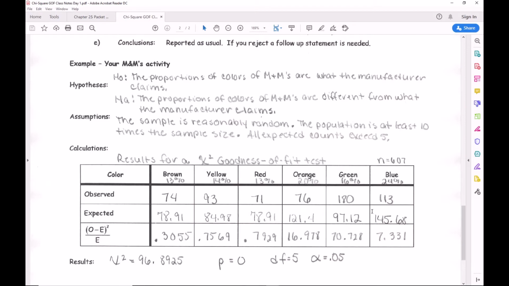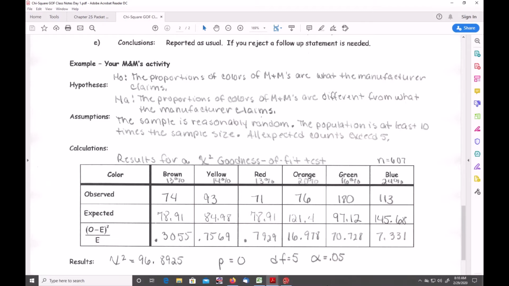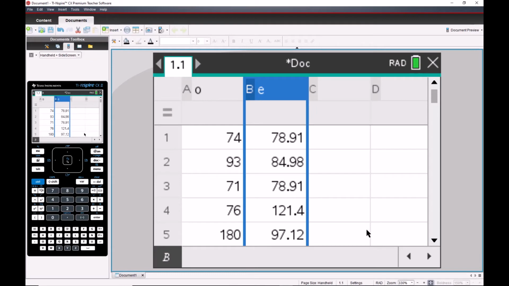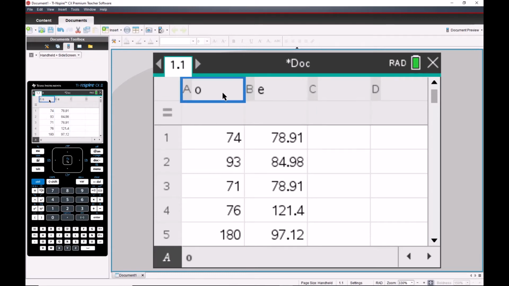All right. So we did a chi-square goodness of fit test. And let's go and consult the calculator to see what we got there. Go ahead, you've got that table filled in, hopefully. I called the first column O for observed, and here are the ones that I observed, all from the table. And the expected, I just typed those in too.